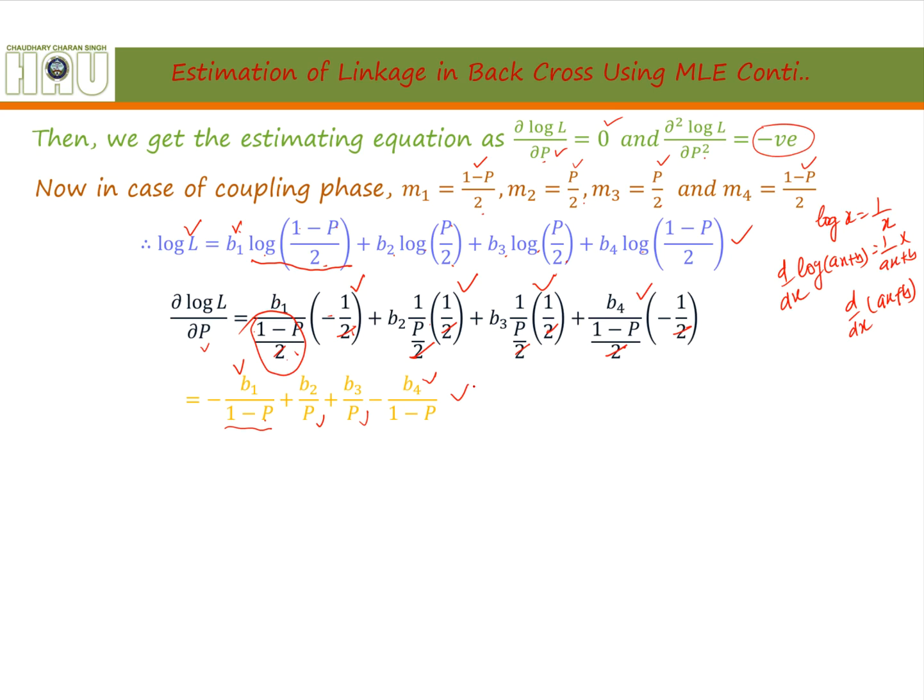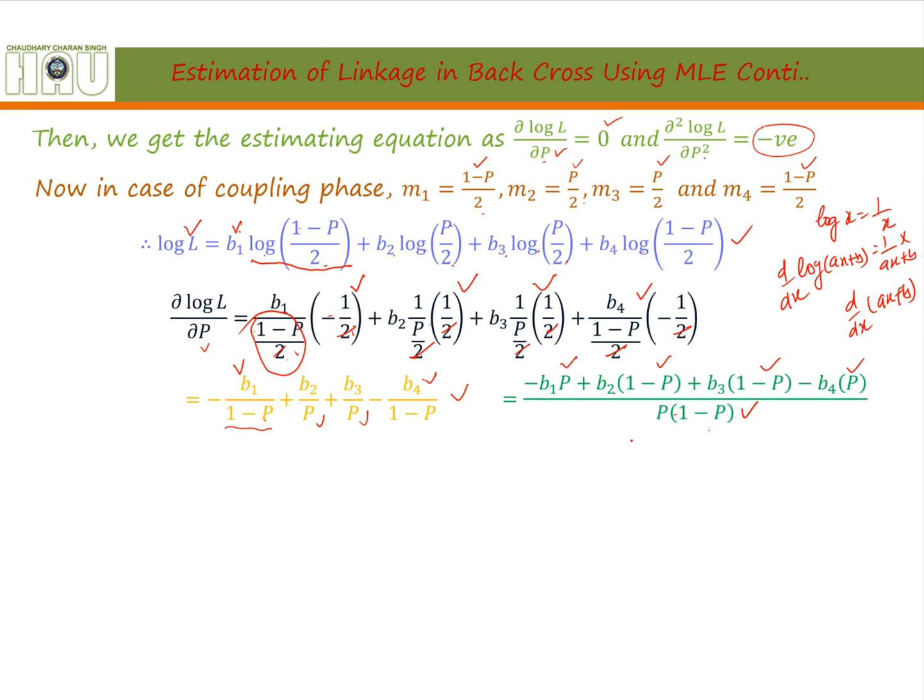Now you take the LCM. If I take the LCM, I will get P into 1 minus P as the LCM. So it is minus B1 times P plus B2 into 1 minus P, because P is there, plus B3 into 1 minus P, minus B4 P. So if I simplify this, what will I get?